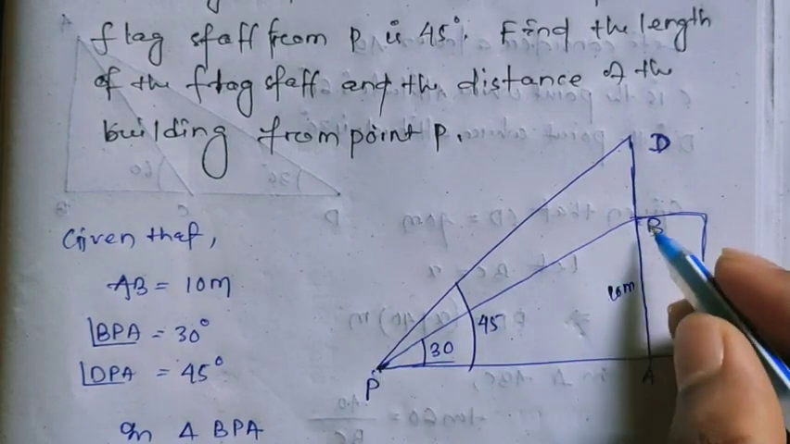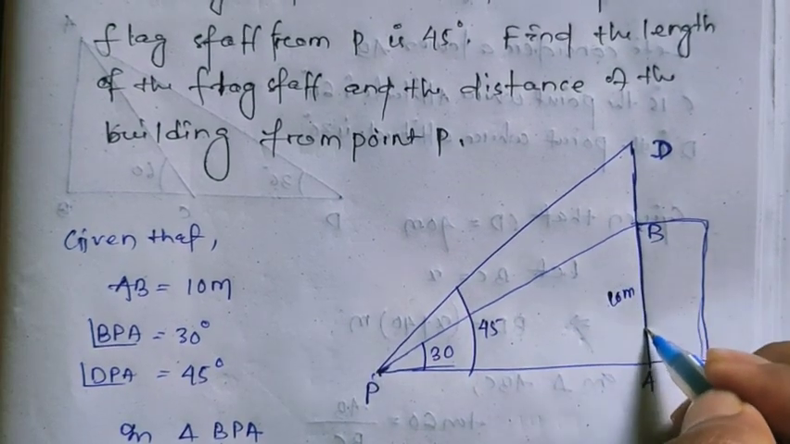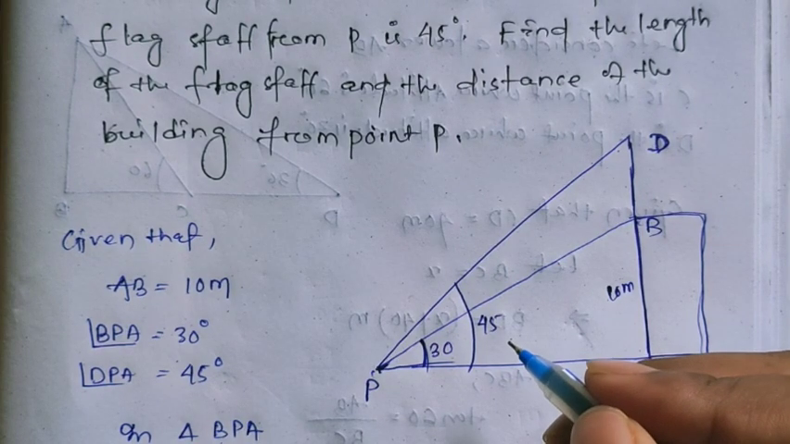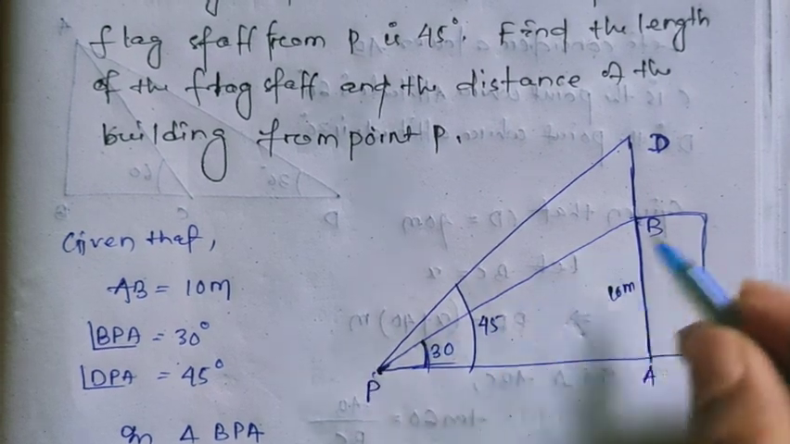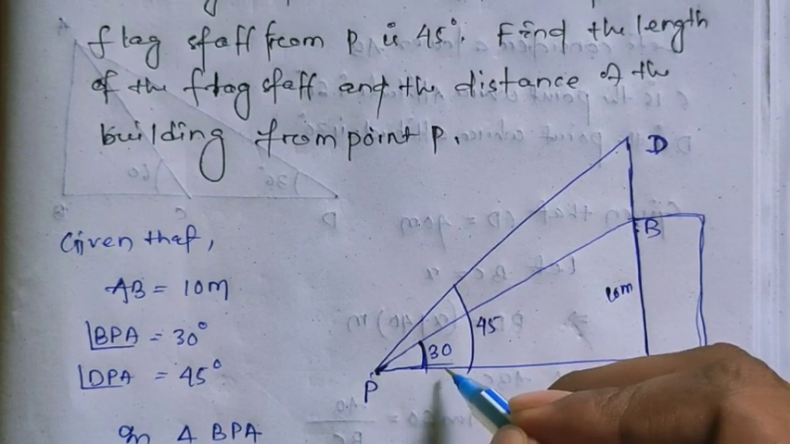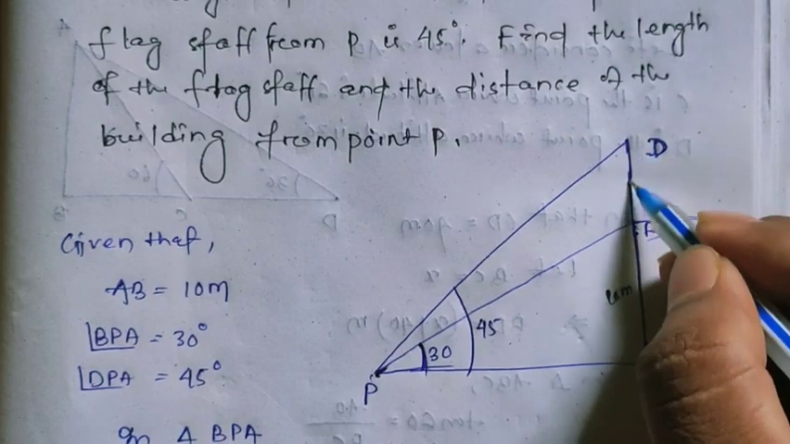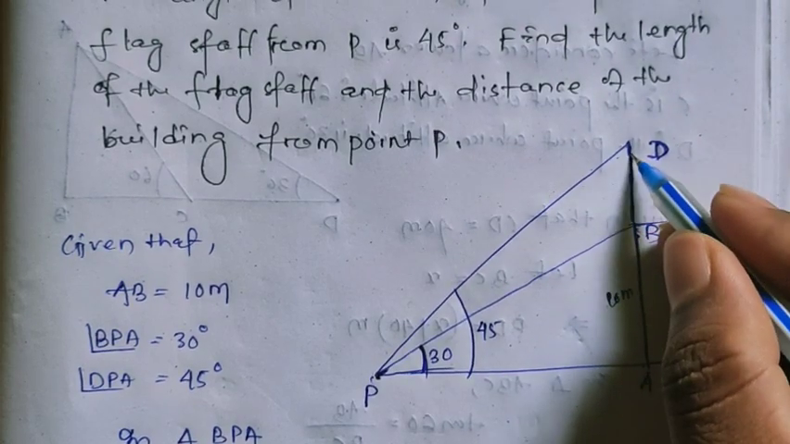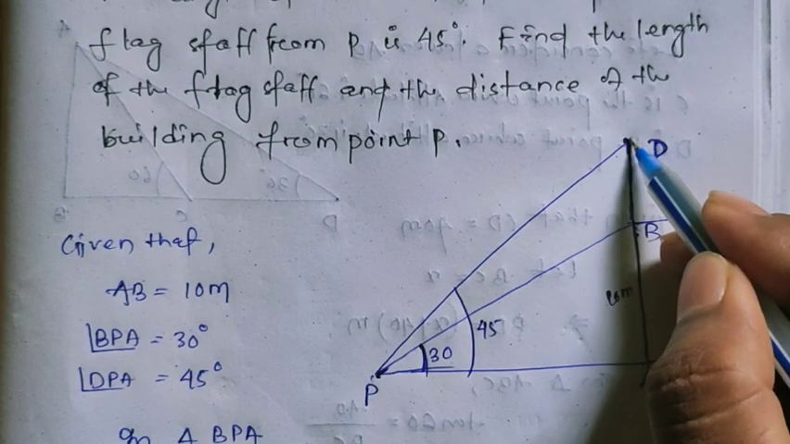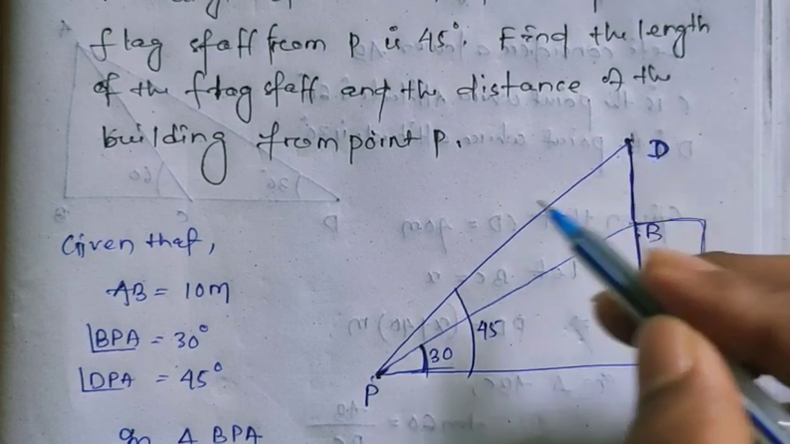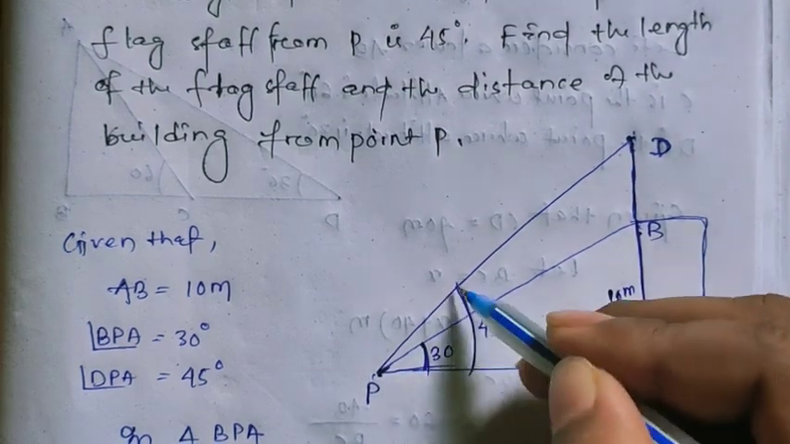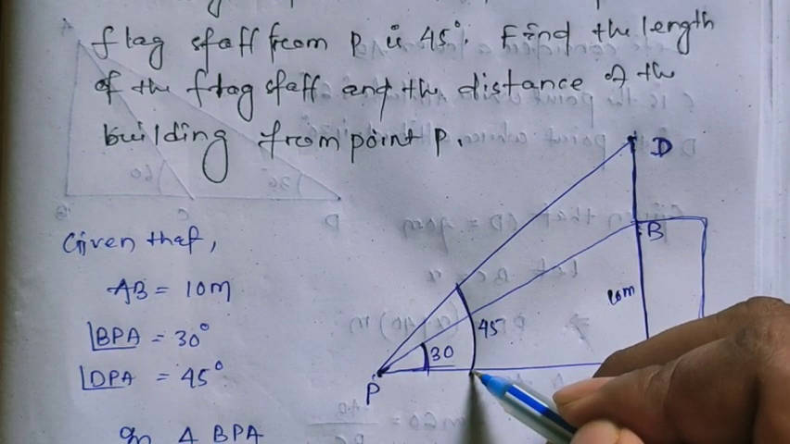So from point P, the angle of elevation towards the building is 30 degrees. Understand? From point P, the angle of elevation to AB is 30 degrees. And when a flag is hoisted above the building, the angle of elevation from the top of the flagstaff is 45 degrees. That means this angle is 45 degrees.